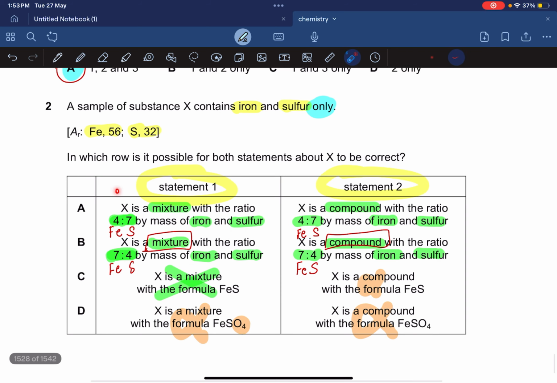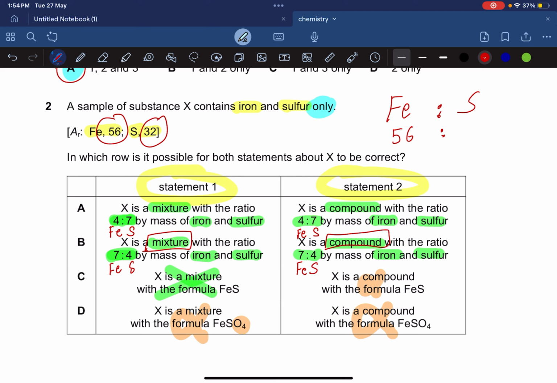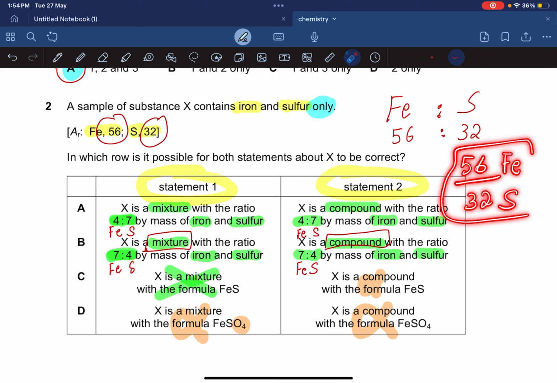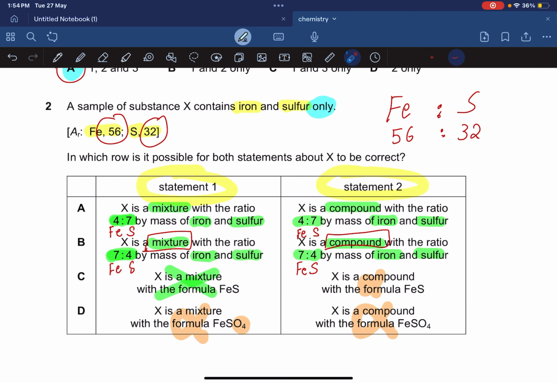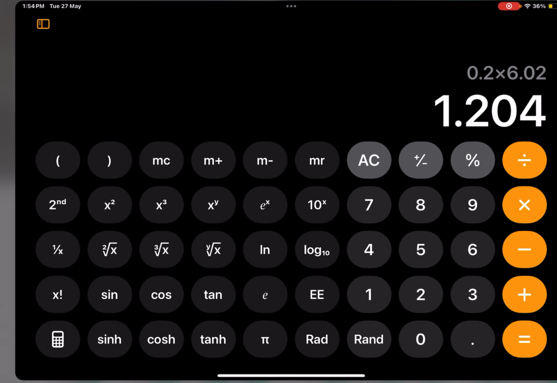Now let's see between A and B. So now we have iron to sulfur. What's the AR of iron? It's 56 to 32. In ratios, if you've studied maths, you know that we can simply divide. Like we can write 56 upon 32. This is going to be iron to sulfur. So we just have to find the ratio in the simplest terms. Let's see what 56 divided by 32 is. That's going to give us the ratio. Let's see if we get 4:7 or 7:4.